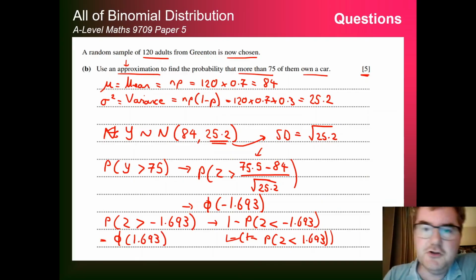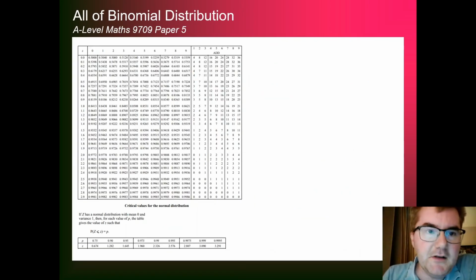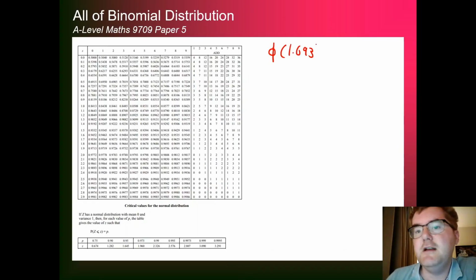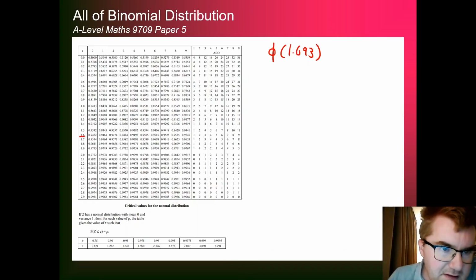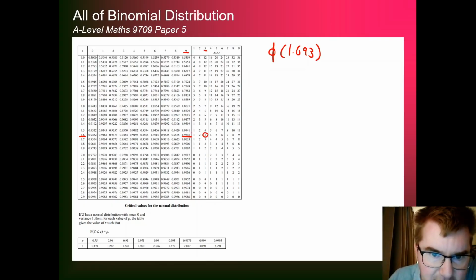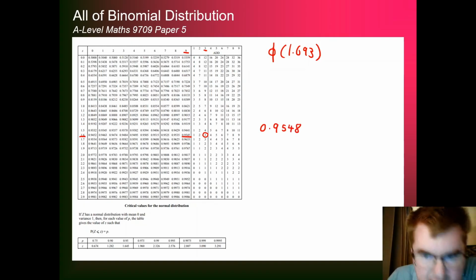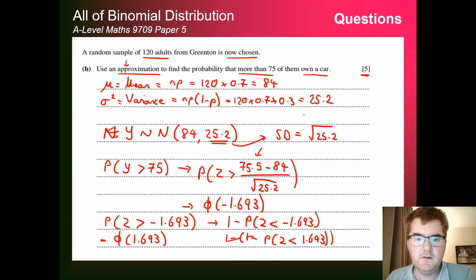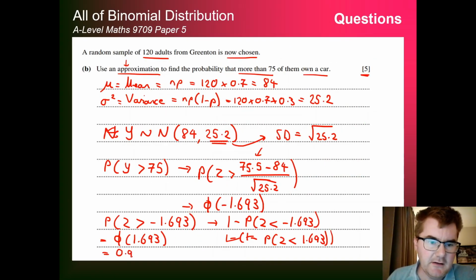If you're not used to your normal distribution tables, let's go and do that now. So here's our distribution table, and we're looking for phi of 1.693. Now how do we do that? First of all, we go to 1.6, then we go to the 9 and find out that number, so that's 0.9545. And now we've got the 3, so we add an extra 3 to the last digit, so that gives us 0.9548. So the answer here is 0.9548, and that's going to round then to 0.955.